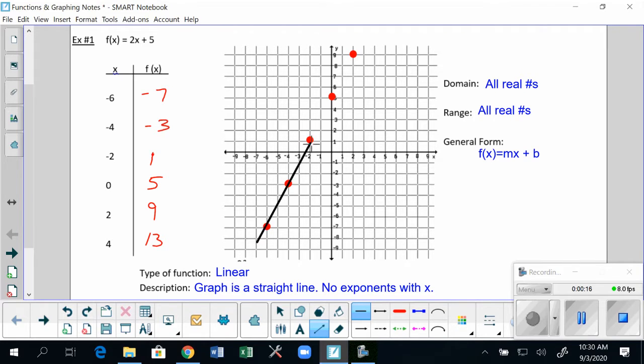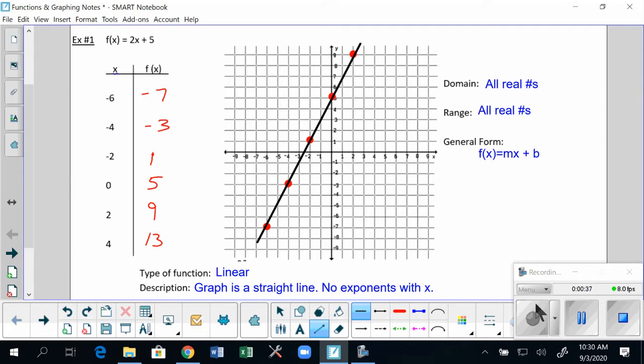And so example number 1 is actually called a linear function. Go ahead and write this in your notes. It's called a linear function. The graph makes a straight line, and the thing that makes a function linear is if there's no exponents with the x. This x is all here by itself. It's not to any powers. It does not have a square root, nor is it in the bottom of a fraction.